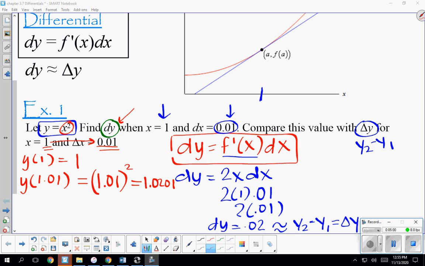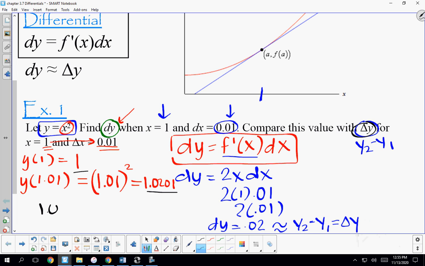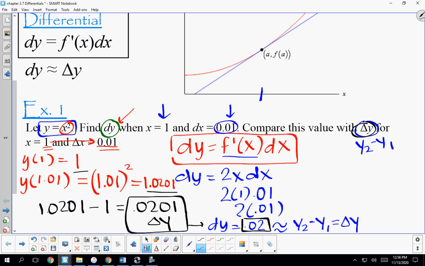And you can see our two y values. So the question says find delta y. Again, that means I need to subtract these two y values. And when I do that, I get something really, really close to what I got for delta y. So this is delta y, the exact change in y, and dy is the approximate change in y. So you can see they estimate each other. They are very, very close.